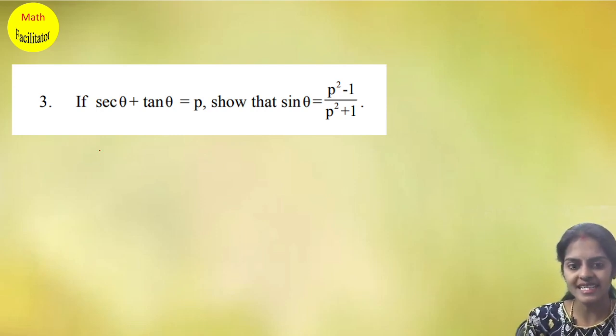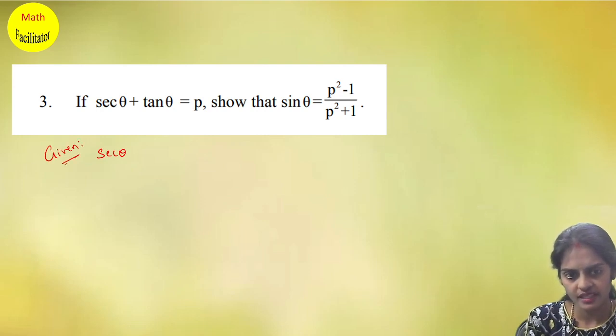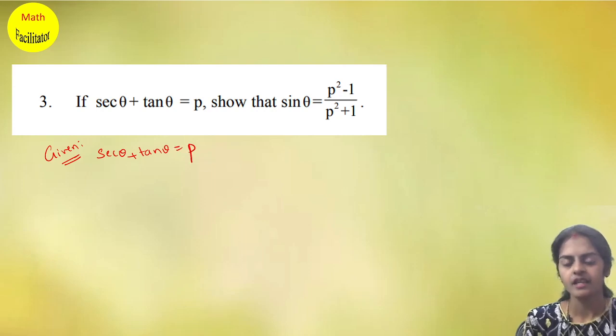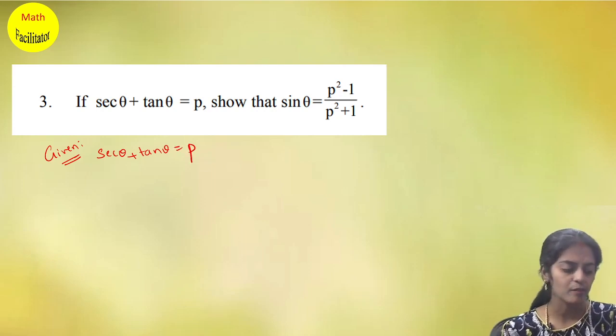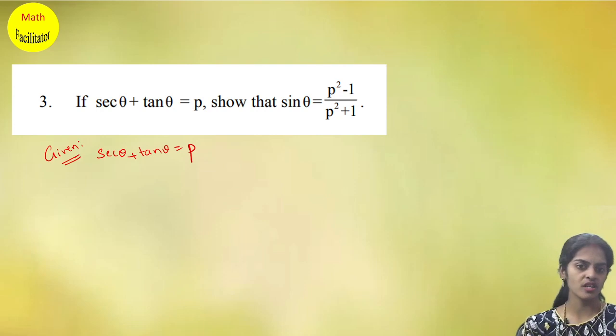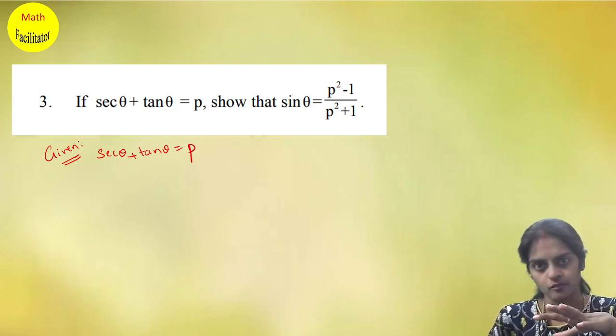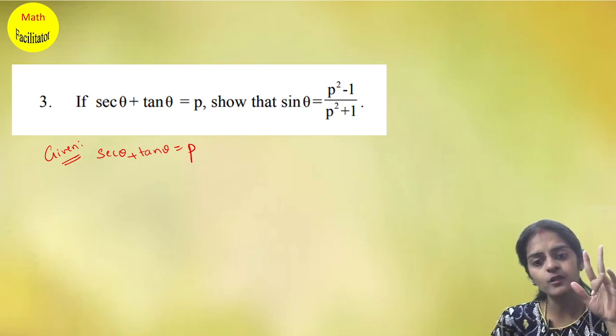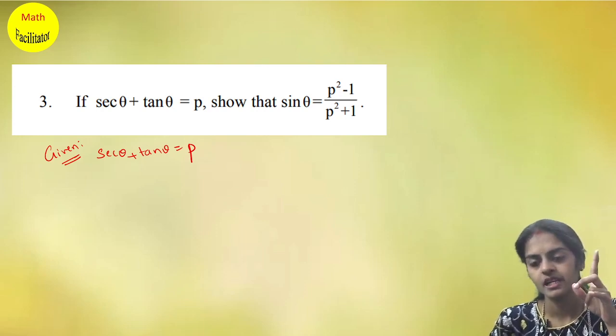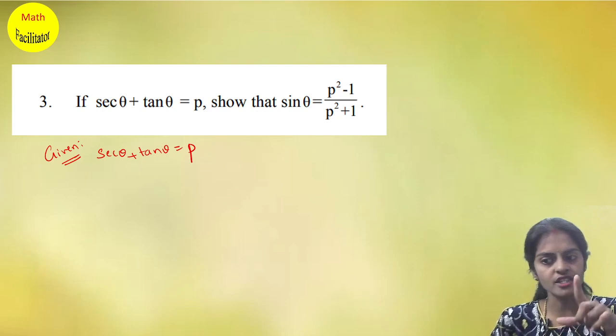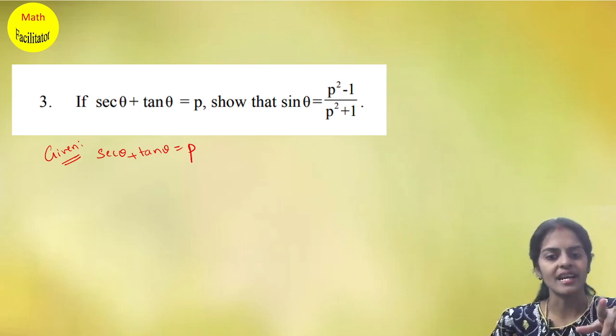So it is given secant theta. What is given to you? Secant theta plus tan theta is P. Now you need to find the value of sin theta. But unlike the first question, where they gave you the tan theta value, here secant and tan together is given as P. So whenever you find such type of questions, try to identify whether there is any identity or not.